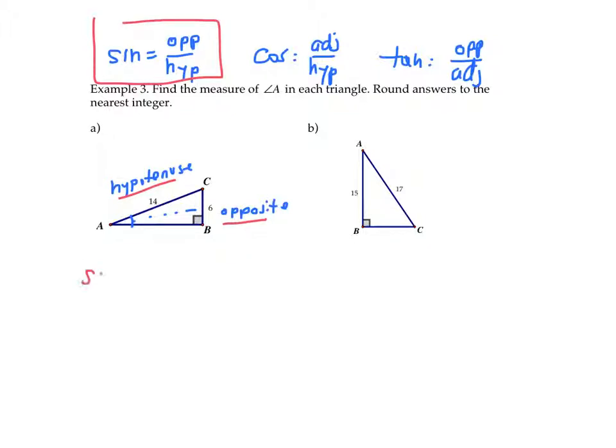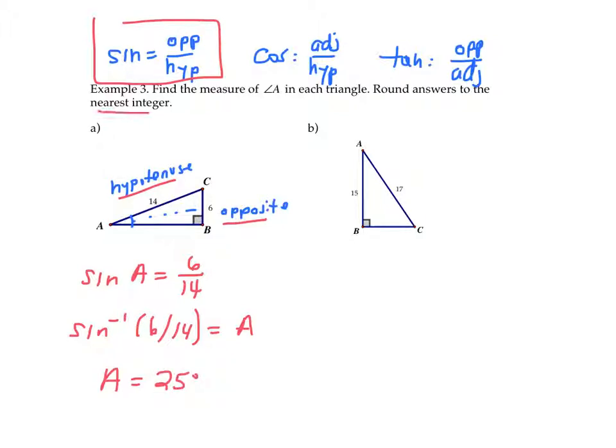So I would write the sine of angle A equals 6, the opposite side, over 14, the hypotenuse. We're looking for an angle measure, so we need to use the inverse sine of 6 divided by 14. That's going to equal angle A. So you have to press the second key, then the sine key, then 6 divided by 14 on your calculator. And when you do that, it'll give you your angle measure, and A is about 25 degrees if we round to the nearest integer like the directions say.